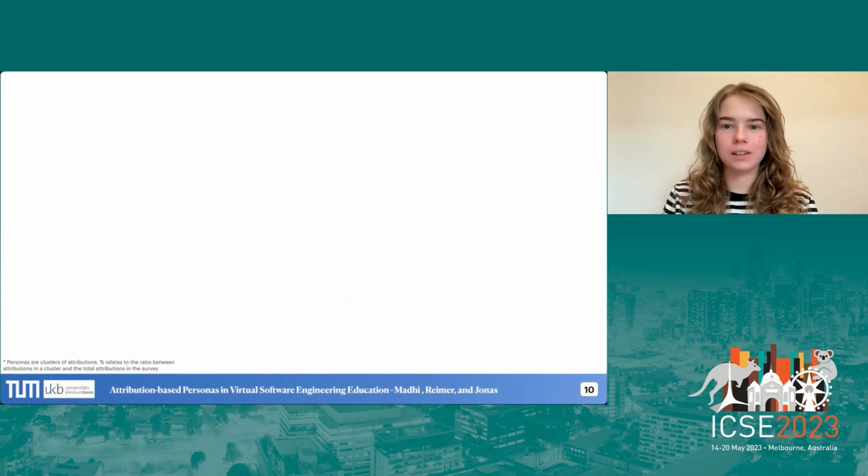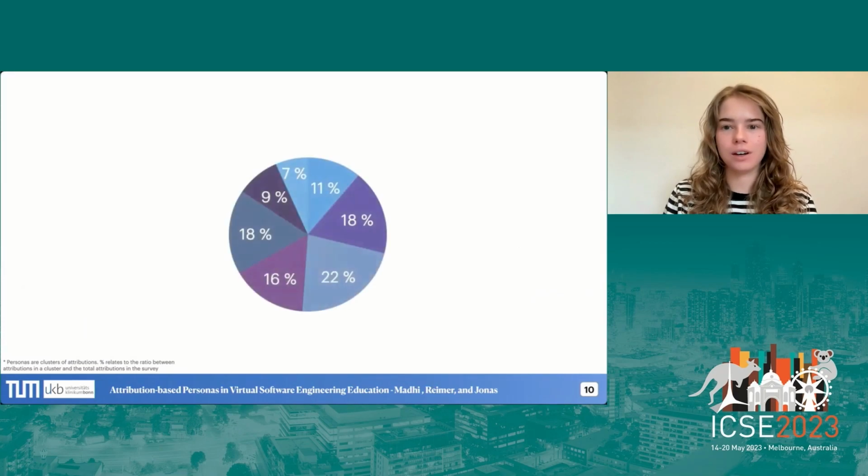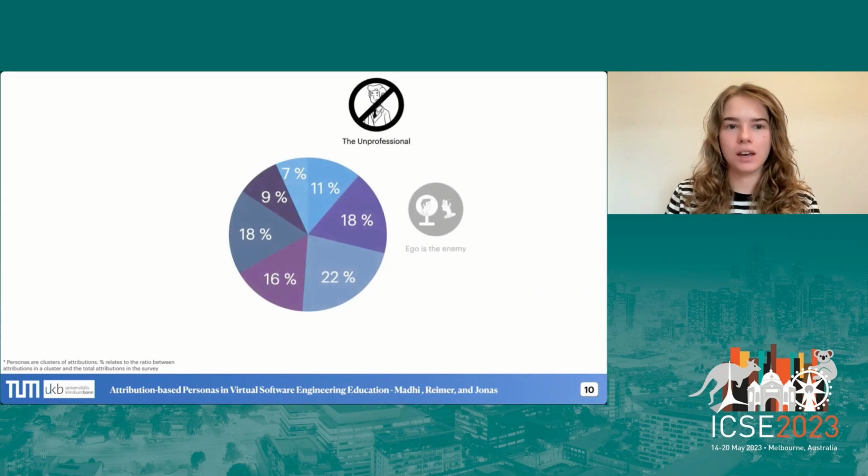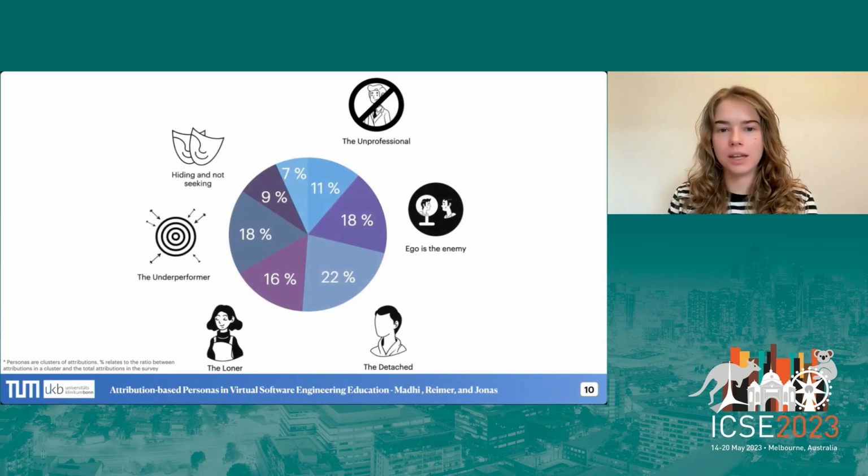So from the work in the development of the personas, we identified 4 main clusters that were considered bigger than the others, and 3 more minor ones, and we will elaborate on the bigger groups in the next slides.